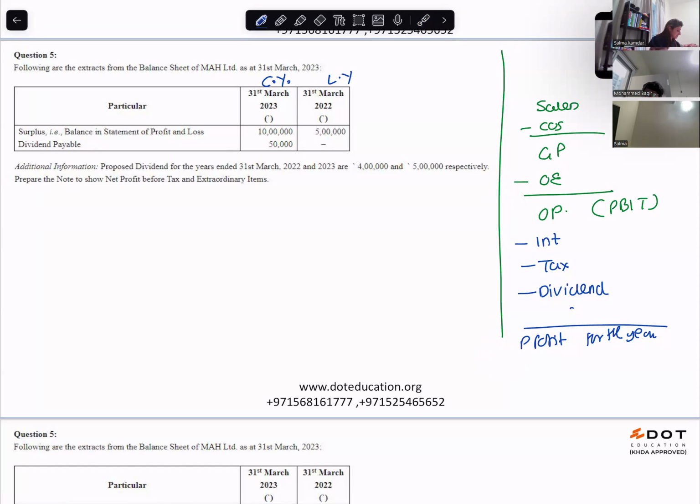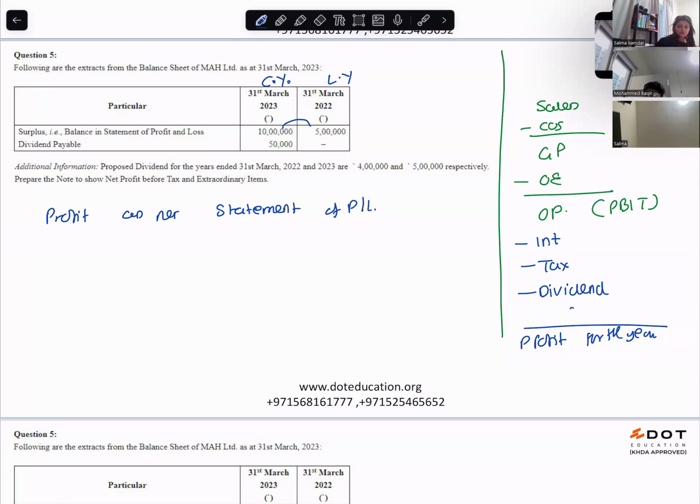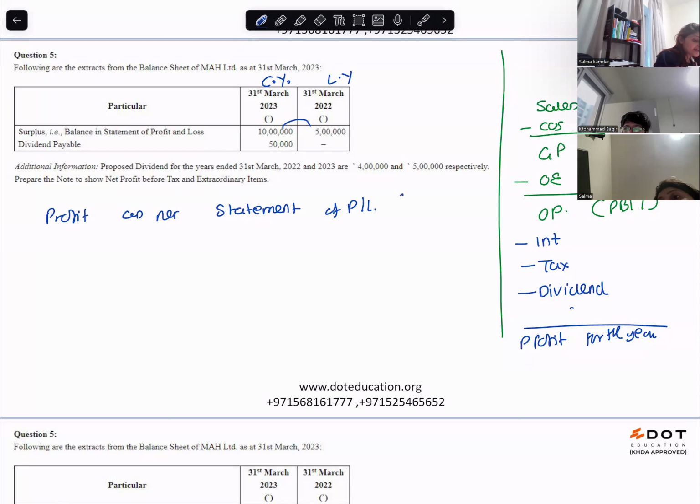I have been given two balance sheets. How will I start? So I will do the closing profit minus the opening profit. Closing minus opening is how much? 5 lakhs. So this is profit as per the statement of profit and loss alone. Closing is 10,00,000 and opening is 5,00,000. So it is 5 lakhs.